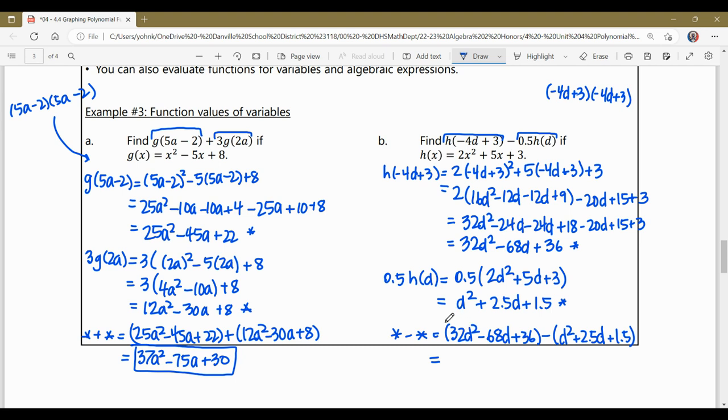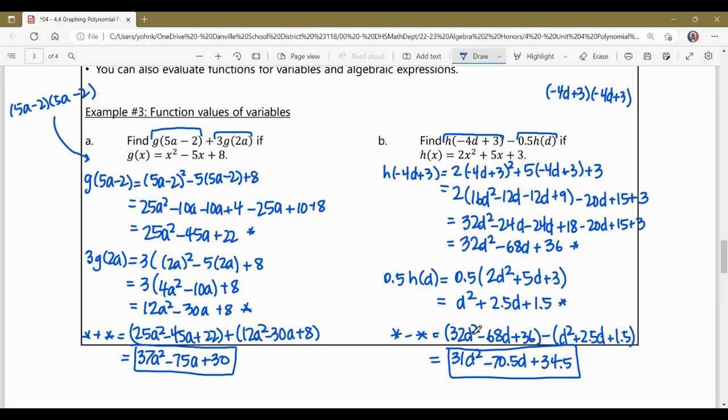Okay, big reveal. 32d squared minus d squared is 31d squared. Negative 68d minus 2.5d is minus 70.5d. And then 36 minus 1.5 is 34.5. Whew, those are long.